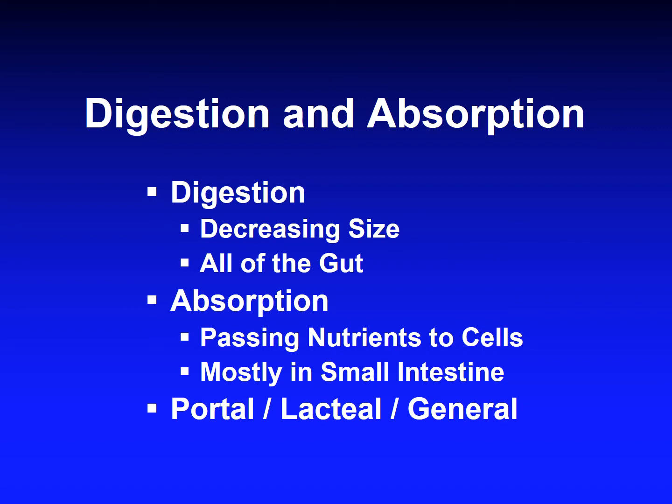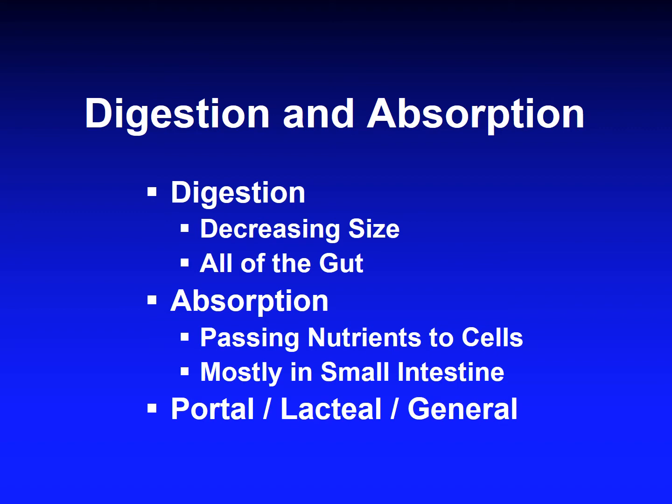The digestion process happens all over the gut. There is digestion, different types of digestion, all over the gut, all the way from the mouth to the large intestine. Different degrees of digestion, but there is some degree of digestion along the whole gastrointestinal tract. So digestion is decreasing the size.